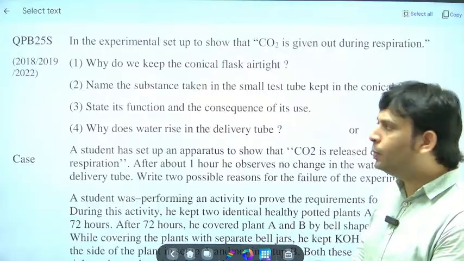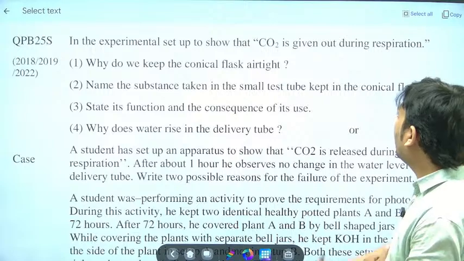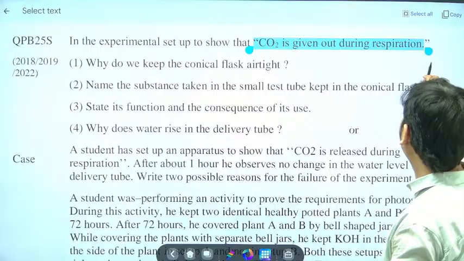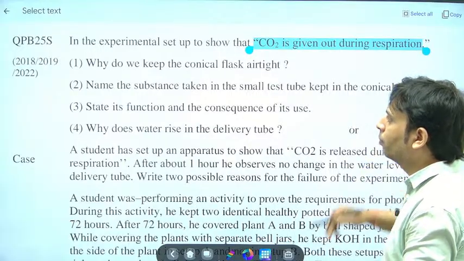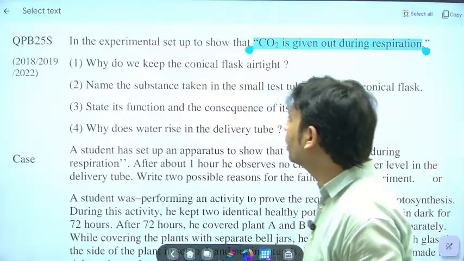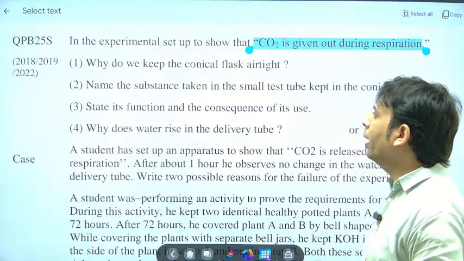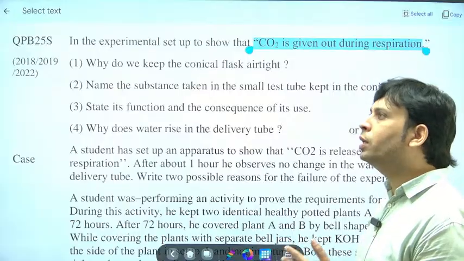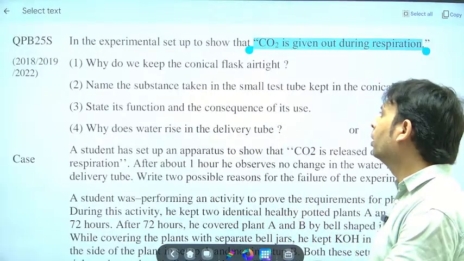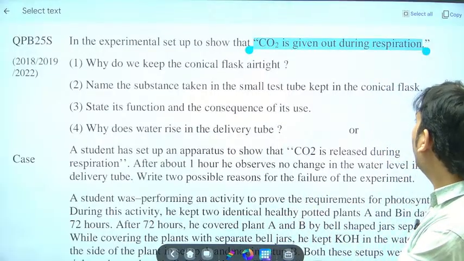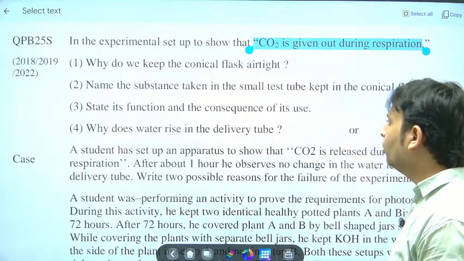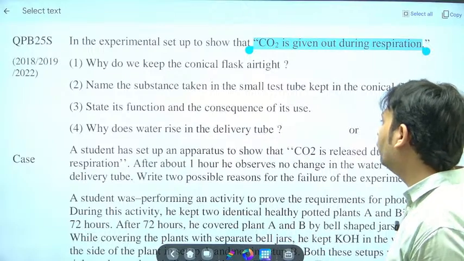Now by an experiment we will show that carbon dioxide is given out during respiration. In this experiment, the first question is, why do we keep the conical flask airtight? Second, name the substance taken in the small tube kept in the conical flask. Third, state its function and the consequence of its use. Fourth, why does water rise in the delivery tube?